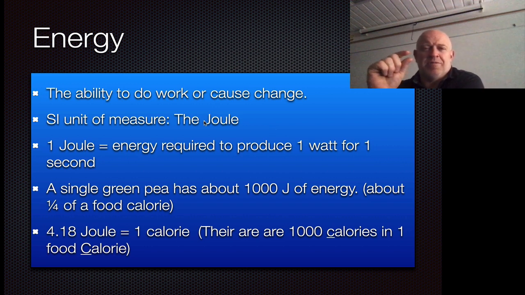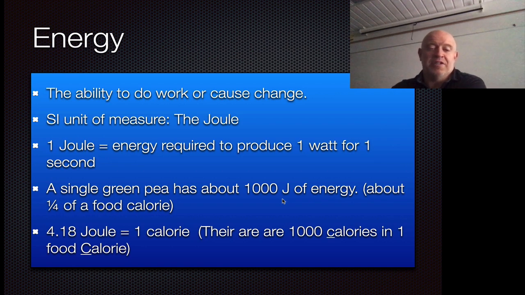Now, a joule is a really small amount of energy, so a lot of times we talk about those in kilojoules. To give you some comparisons, a joule is the energy required for 1 watt for a second. So if you're running a 1 watt light bulb and you only had it on for 1 second, that'd be a joule of energy that you just used. Another way of looking at it, if you ate a green pea, that's about 1,000 joules of energy. So that gives you an idea of how small a joule really is.